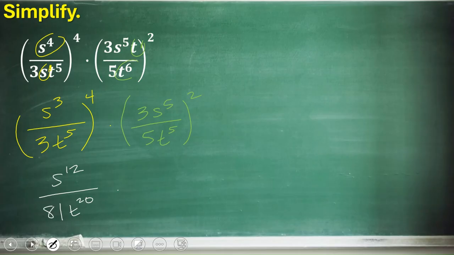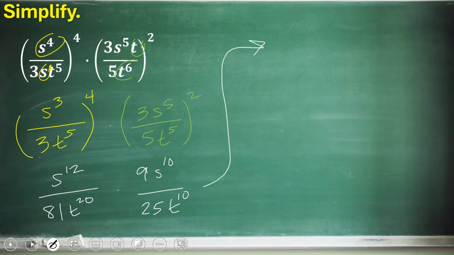On this one, 3 is squared, and we end up with 9. S to the 10th, I'm just multiplying my exponents. 5 is squared to get 25. And t gets raised to the power of 2 as well. So 5 times 2 is 10. Okay, let's simplify this all into one big fraction.